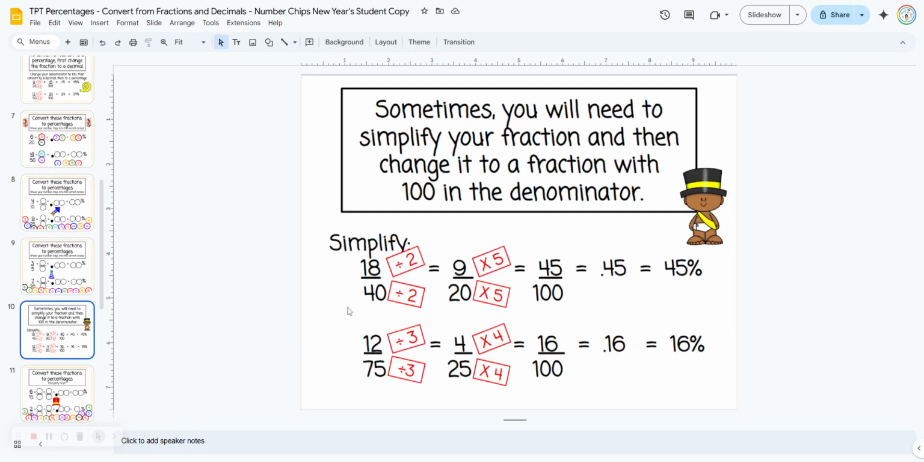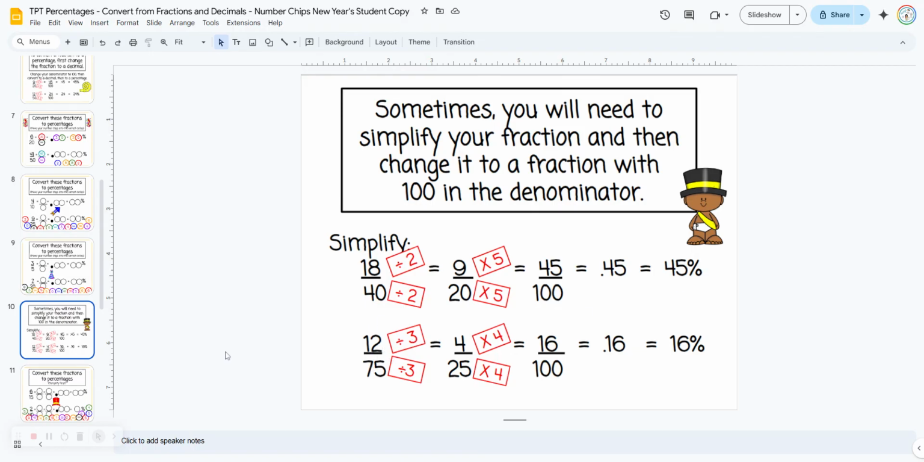And then when we get to slide 10, we can see that we can't always directly convert that fraction to 100 in the denominator. In this case, we have to simplify first. So if we simplify 18/40, this is by dividing numerator and denominator by 2, we get 9/20. And now we can convert it to 100 by multiplying numerator and denominator by 5, and we get 45%.